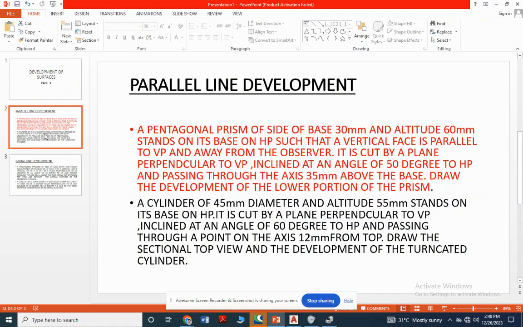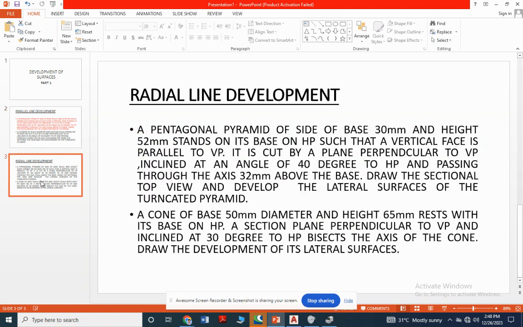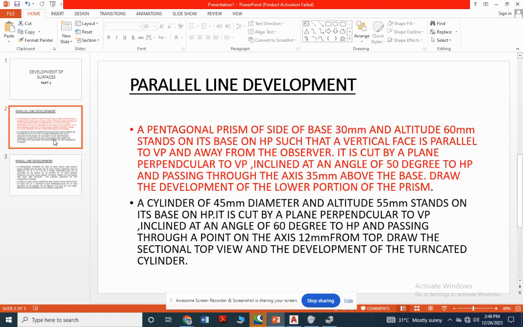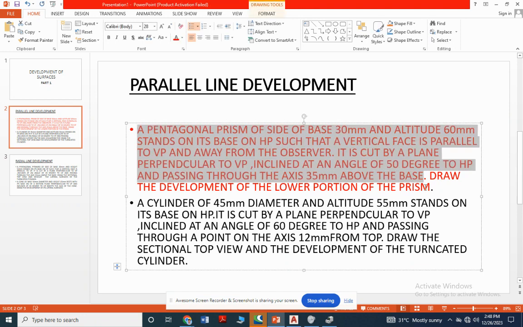So I have taken parallel line development and radial line development. Parallel line development: a pentagonal prism and a cylinder. For radial line development: a pentagonal pyramid and a cone. First, look at the pentagonal prism.